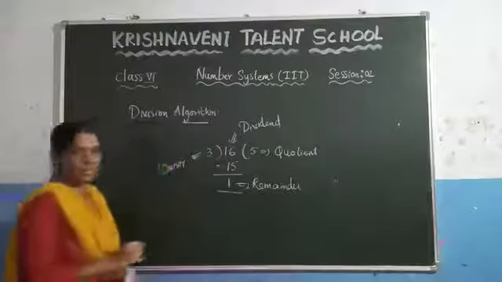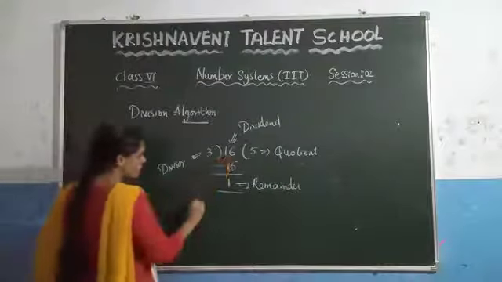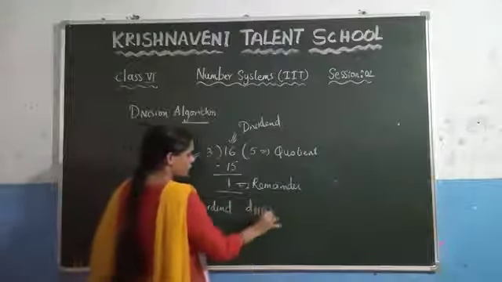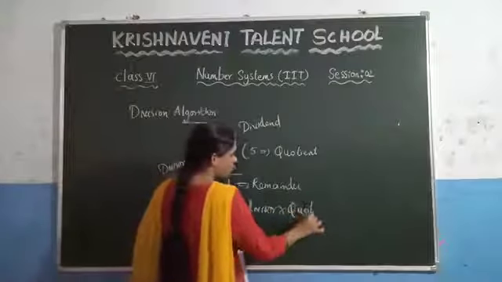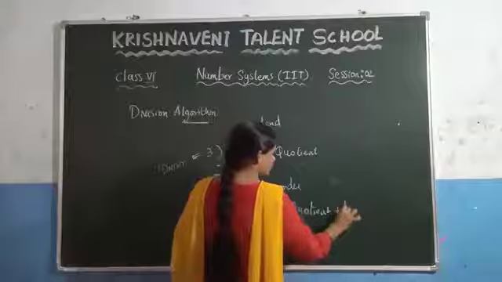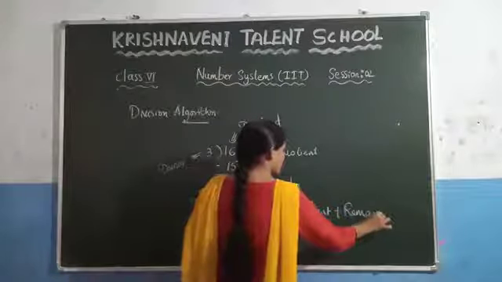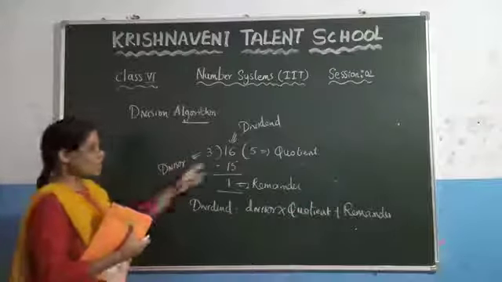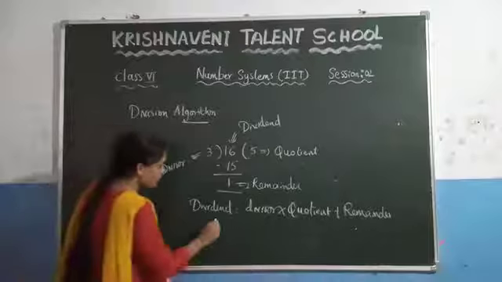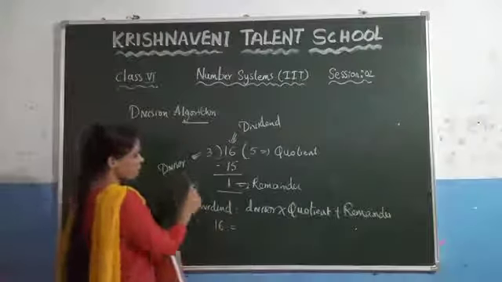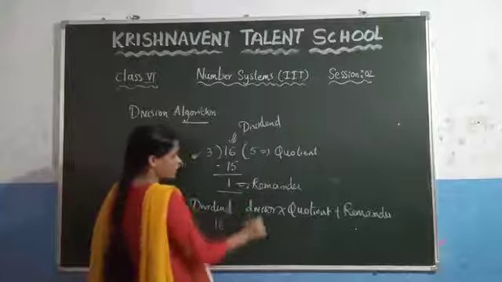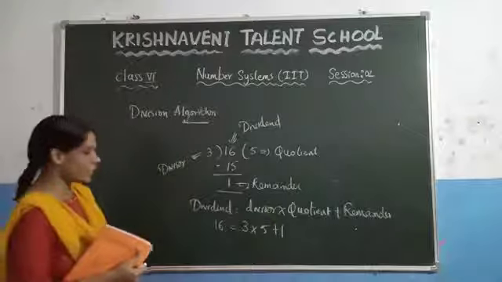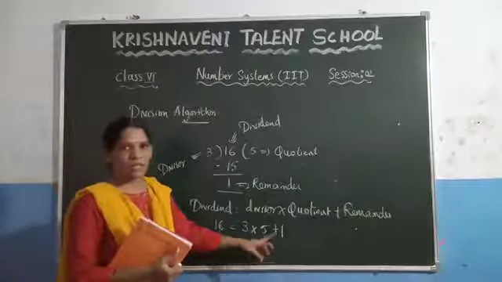And we know what the division rule states here: dividend is equal to divisor into quotient plus remainder. This states the division algorithm. That means if you want to find the value of 16, you can write 16 is equal to, what is the divisor here? 3, and what will be the quotient? 5, and what will be the remainder here? 1. After calculating, 3 into 5 which is 15, plus 1, which is 16.